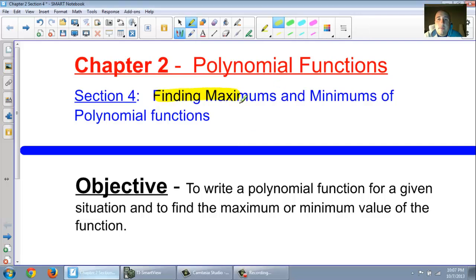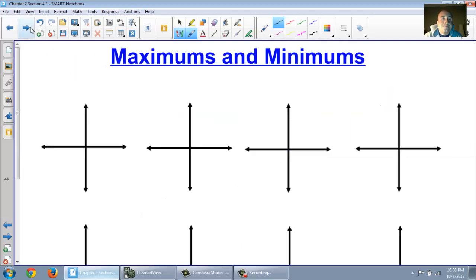Today we're going to find maximums and minimums, and we're mostly going to use our calculator to do this, so that's a good thing. This is perfect for the ACT test. The objective is to write a polynomial function for a given situation and to find the maximum or minimum value of a function. Once again, we're going to do this 99% of the time using our calculator. So let's get started.